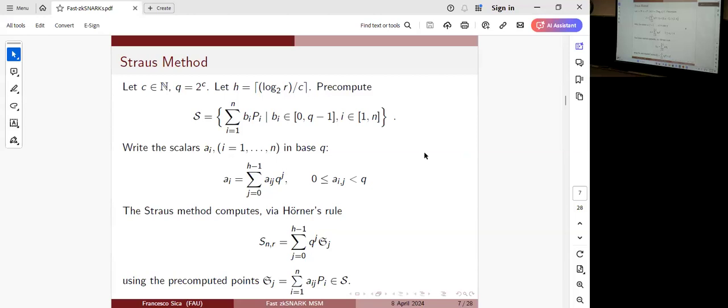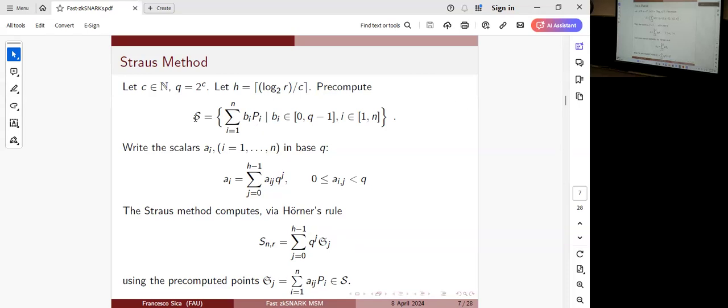One way, if n is not too large, if the number of points is not too large, is to use what is called the Strauss method, which was also rediscovered by Shamir.